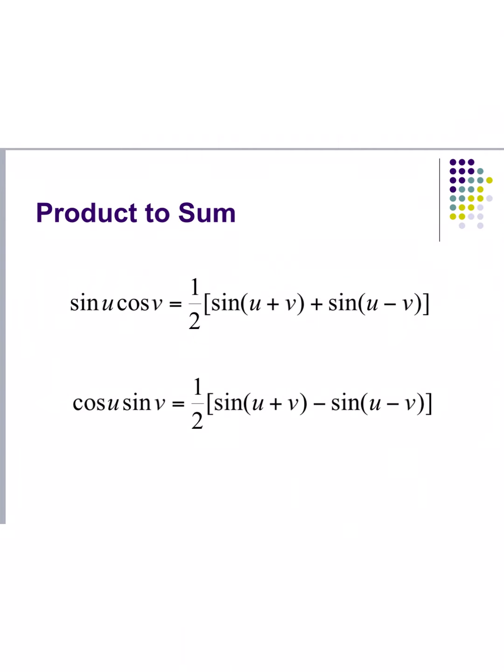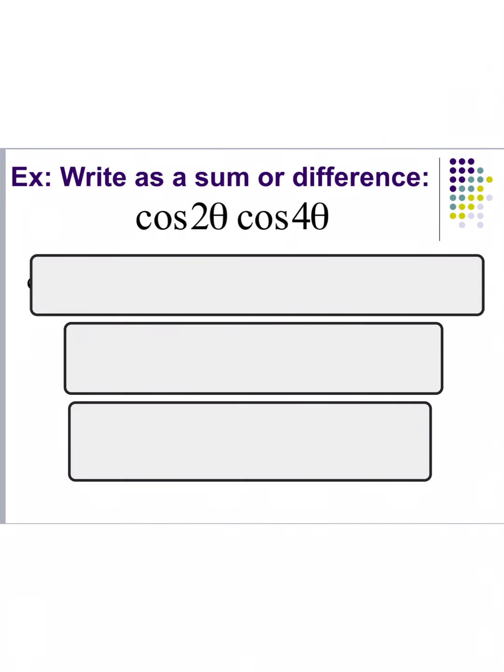And for the most part, I'm not expecting you to memorize these formulas. I just want you to recognize if I have sine times cosine, it's this formula. Whereas if we have cosine times sine, then we're using the other formula. So I want to make sure that you know how to use them, not that you're memorizing which one is which. All right, so for our first example, we're going to write this as a sum or difference.